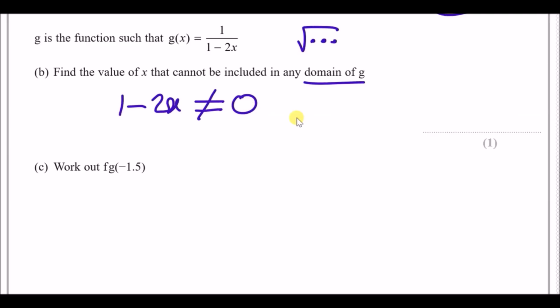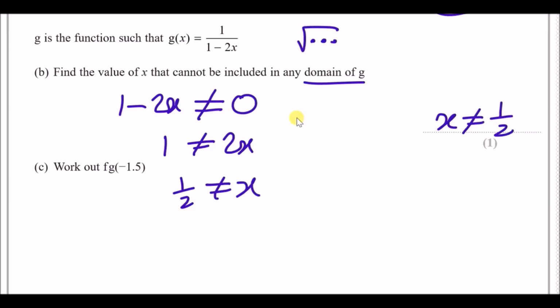So solving this equation, we can plus 2x across. You get 1 can't equal 2x. Dividing by 2, 1 over 2 can't equal x. So x can't equal half. Okay, that's the value x we're not allowed to have. Now part C.